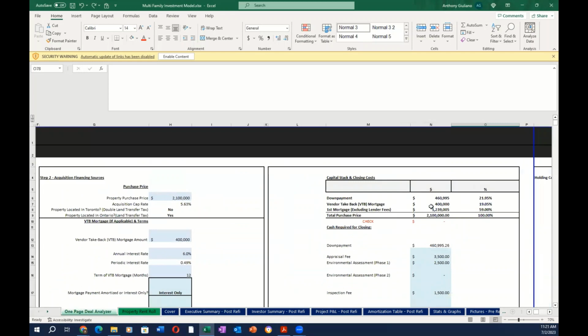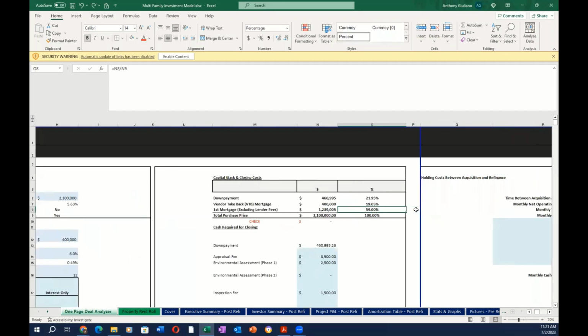Okay, so now that we have our initial financial statements, profit and loss statement entered, and we've gone through all of our financing assumptions, we have what we'd like to call our capital stack on the deal. So we know the property is worth $2.1 million. About 460,000 of that is coming from down payment, 400,000 is coming from a vendor take back mortgage, and then 1.239 is coming from the actual first mortgage, and this is actually excluding the lender fee. So that's where all the money is coming from for the purchase of the property.